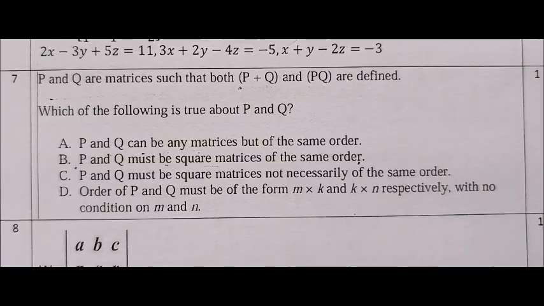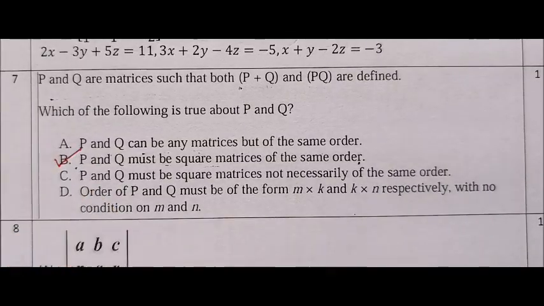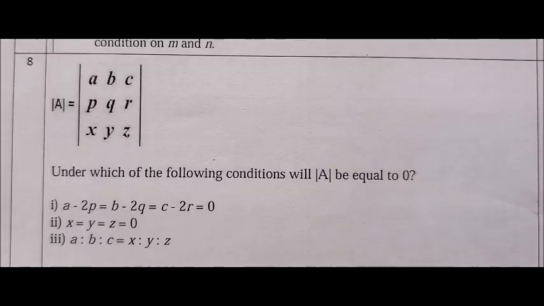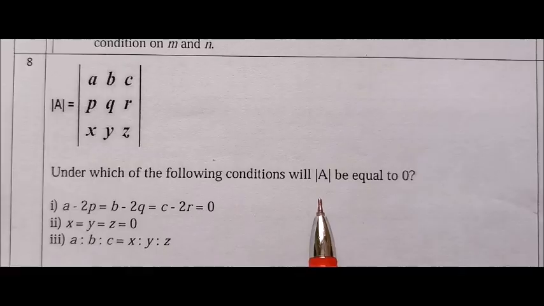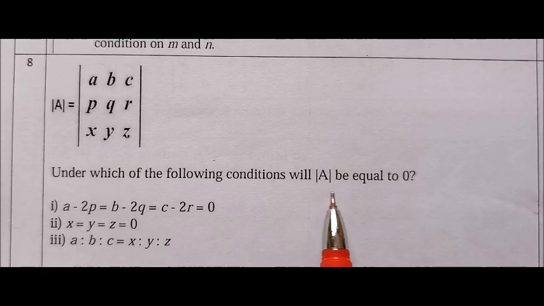That means our correct option in this case is option B. Question number 8. In this question, under which of the following conditions will determinant of A be equal to 0?